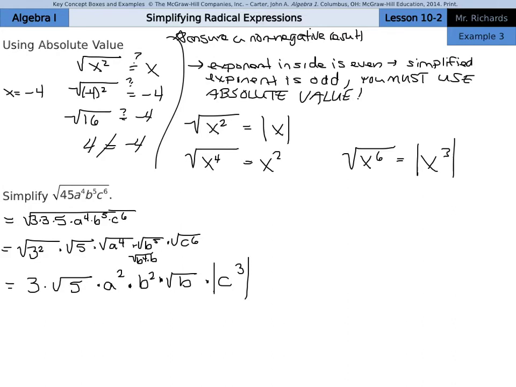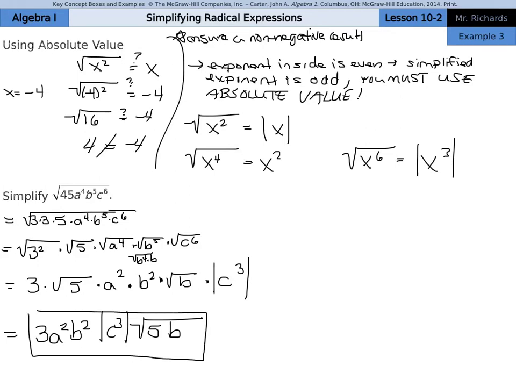And so when I go to simplify this, let's group all our non-square root, non-absolute value things first. So this is going to be then 3a squared b squared. Now we'll bring in the absolute value, c to the third, and then lastly our square roots, the square root of 5b, and we can push that back together. And that's our solution, 3a squared b squared times the absolute value of c to the third times the square root of 5b.